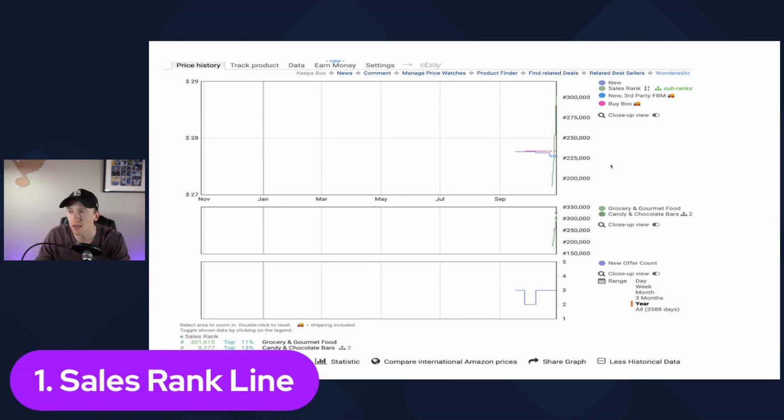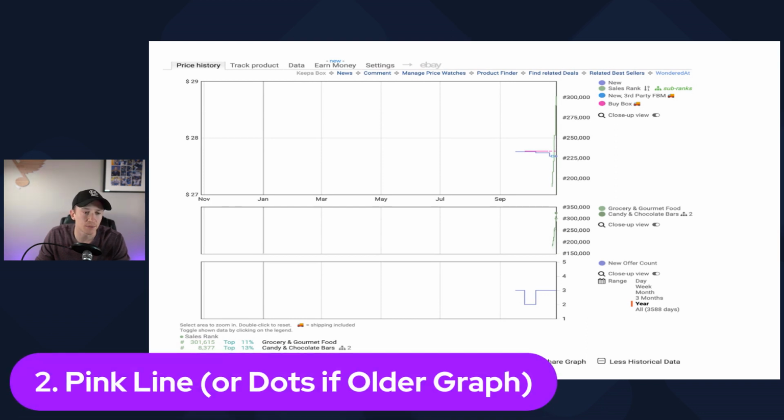First, the sales rank line. Well, the sales rank line just recently appeared and is now skyrocketing up there. What this tells me is that it actually, more than likely, I could be wrong here, and I'm just going to give that caveat, more than likely it's sold. And so Amazon gave it a sales rank again, and now it hasn't sold again since that first sale. That's my guess. The second thing we want to look at is the pink line, or the dots.